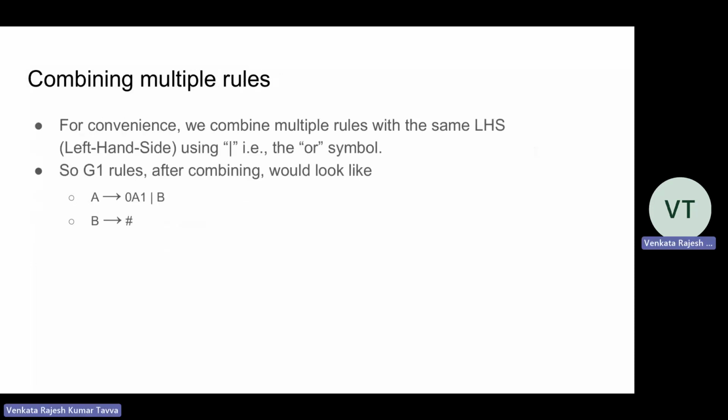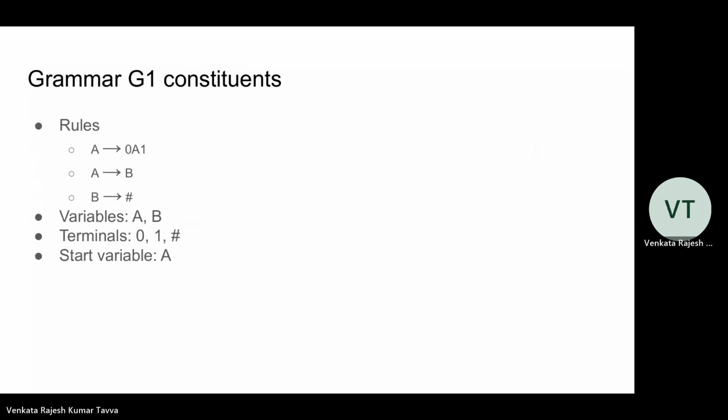For convenience, we can even combine multiple rules with the same LHS using this bar symbol. For instance, if you see the rules, there are two rules with the same LHS, the first rule and the second rule. So basically what are they saying? If you see an A, you can replace it with 0A1 or you can replace it with B. Okay. So rather than saying A can be replaced with 0A1, A can be replaced with B, A can be replaced with something else, you can just say A can be replaced with either 0A1 or B or something else. So you can combine all the rules with the same LHS into one rule.